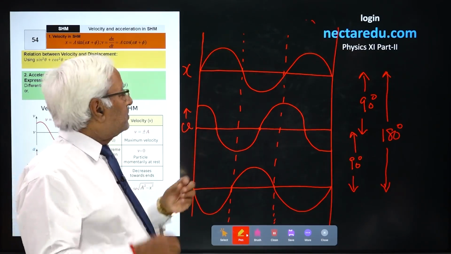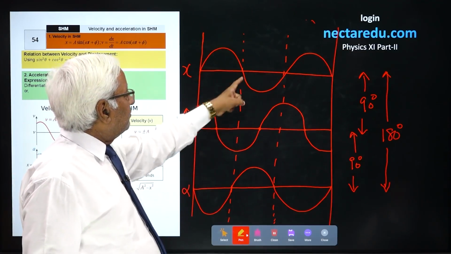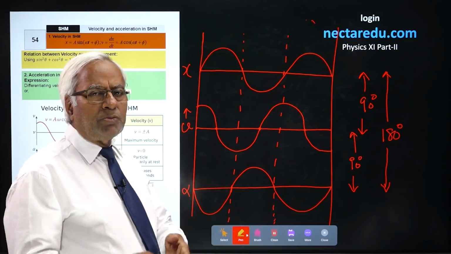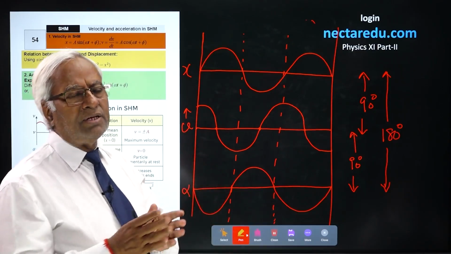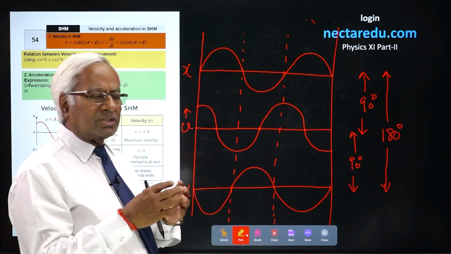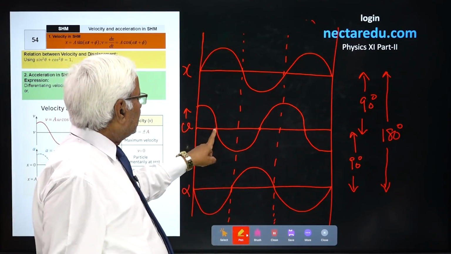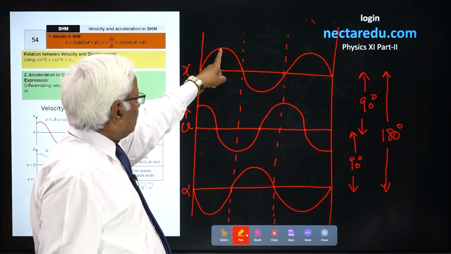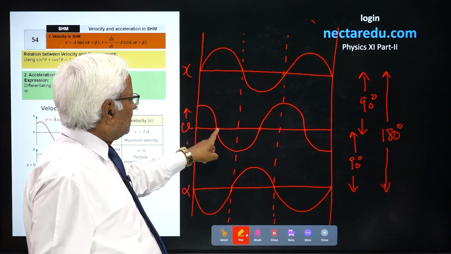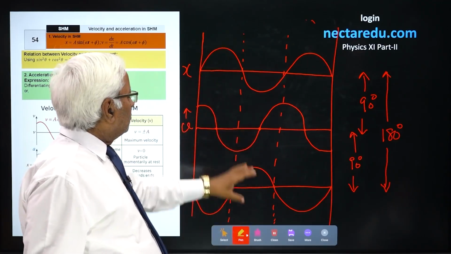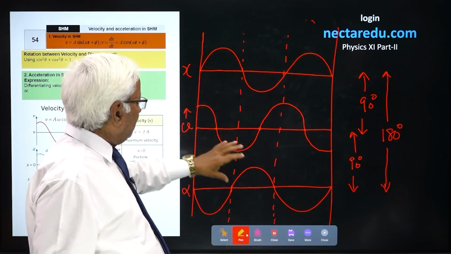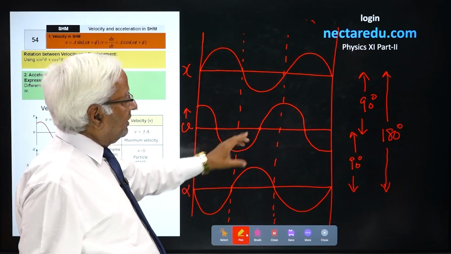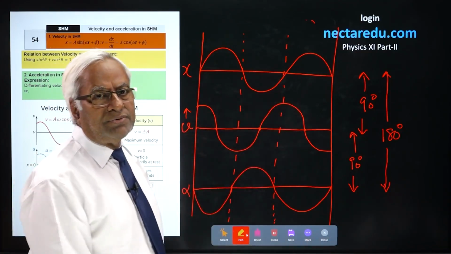In the mean position, the velocity is maximum. Whenever there is mean position, the velocity becomes maximum. This could be this side or that side, that means on either side, the velocity will be maximum in the mean position. And when this is the extreme position, in that case you find velocity becomes 0. So, velocity and x have 90 degrees, velocity and acceleration 90 degrees, and x and acceleration have a 180 degree phase difference.